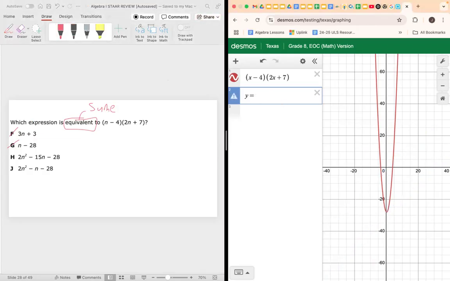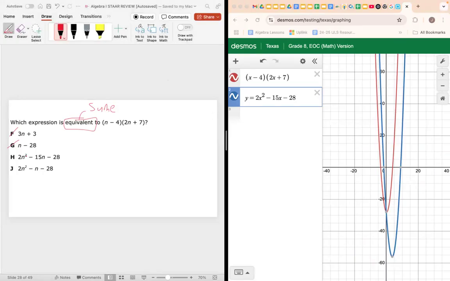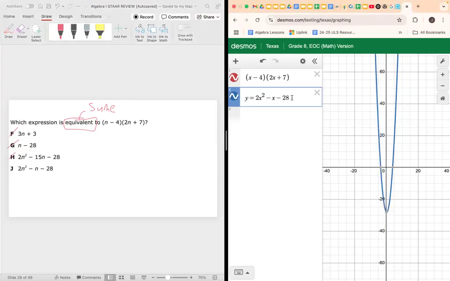All right, so let's look at the next one. We got 2x squared minus 15x minus 28. Those do not overlap, so they are also not the same. So we're looking for something to overlap to be the same. So then our last answer choice is 2x squared minus x minus 28. And as you can see, they're overlapping because they are equivalent or the same.